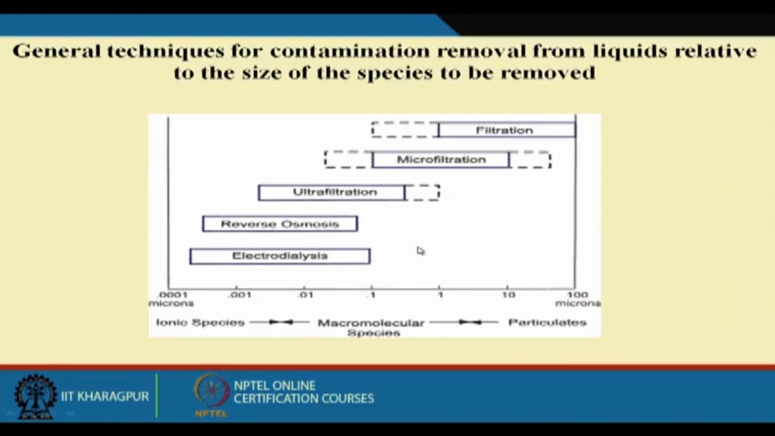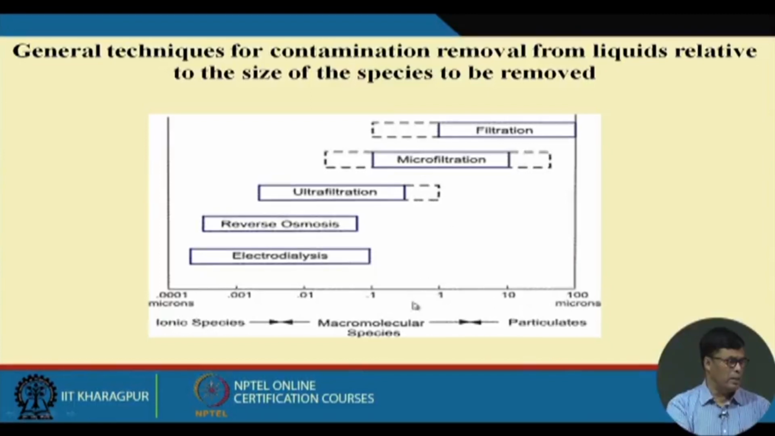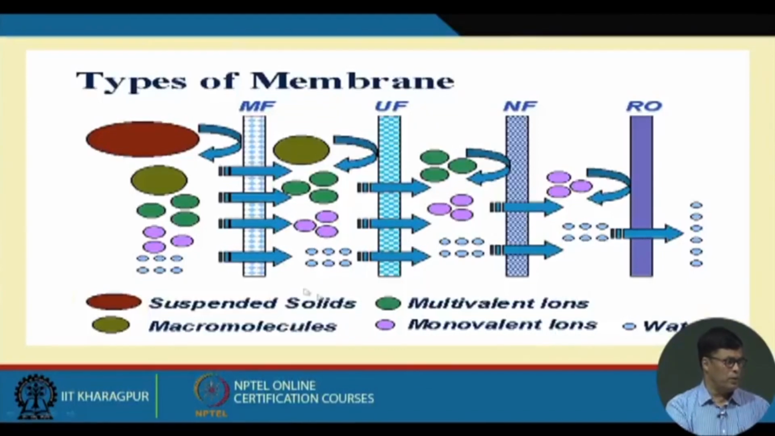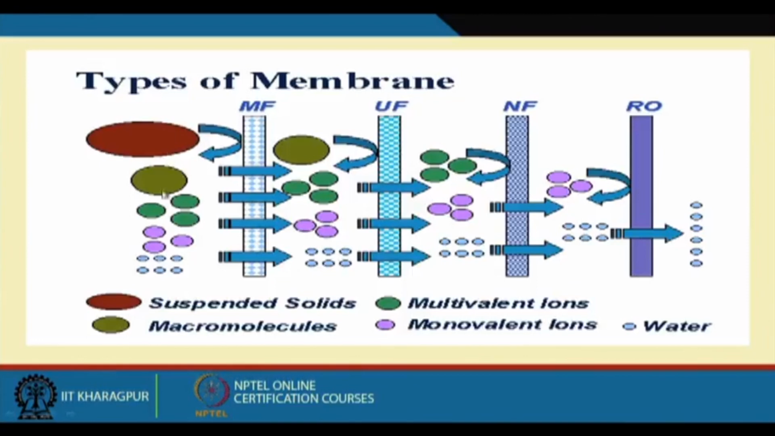Now, we have different types of filtration techniques depending on the size of the particles. As I mentioned, filtration usually handles sizes from 1 to 100 microns, then microfiltration takes care of smaller particles, ultrafiltration again handles much smaller particles, reverse osmosis a little bit smaller, and electrodialysis smaller still. So this is the ionic spectrum, this is macromolecules, and this is particulates. Pictorially, it can be explained like this. Suppose your mixture is comprised of different types of particles, then there is the membrane filter, then ultrafiltration, nanofilter, then reverse osmosis. You can see how the smaller particles become separated from the mixture.